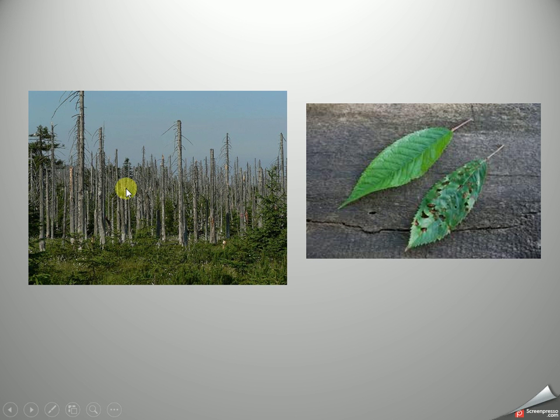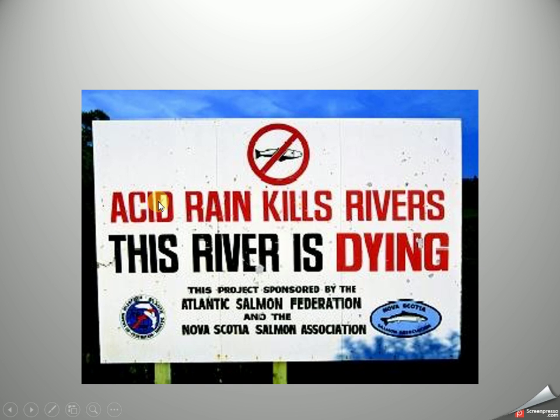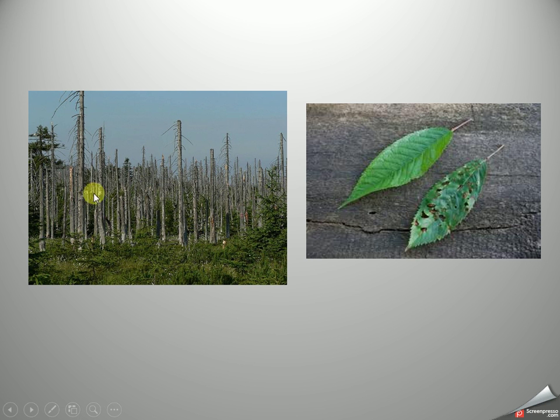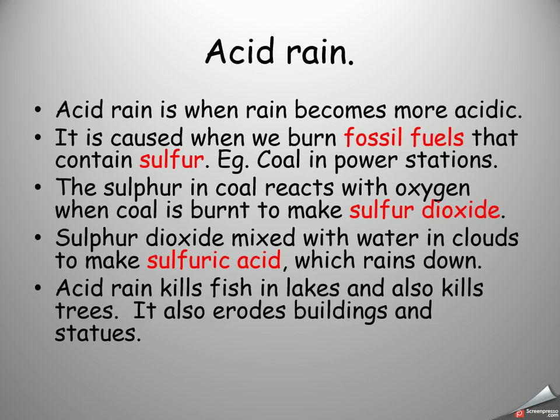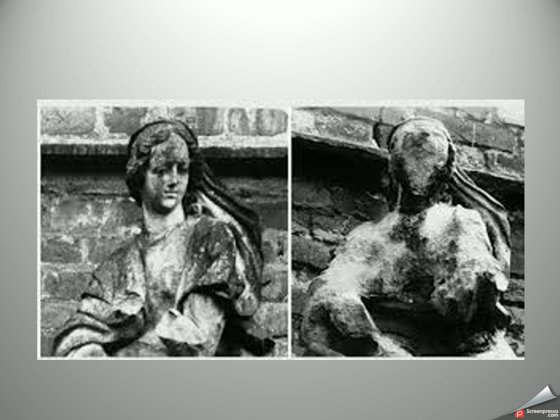Okay, you see these trees? No leaves. Why? Acid rain. This is a leaf affected by acid rain. This is a leaf not affected by acid rain. Acid rain doesn't just damage the leaves of trees. By the way, you've got to know all the damages by acid rain. One of them is it damages leaves. Another one is it kills the fish in lakes. Another one is it damages the statues.